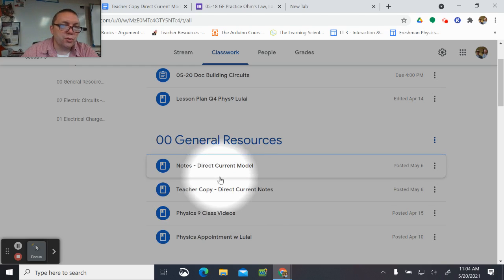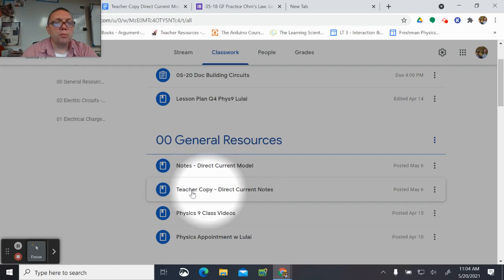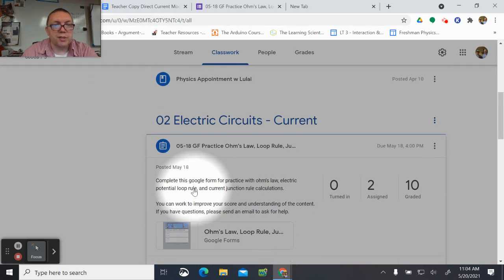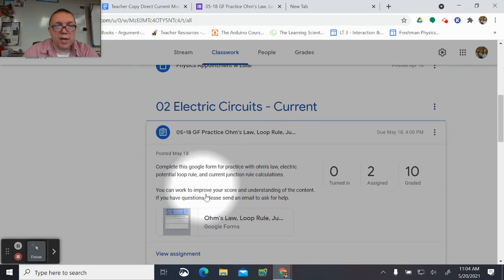So those two have the same spaces. This one, the spaces are filled in. So I'm going to open this one. One of the things that we're going to go back and forth on when we're looking at voltage loop rule, current junction rule, and Ohm's law is this section of notes. And then the other is this assignment from Tuesday, Ohm's law, loop rule, junction rule, the practice assignment for that. There are some diagrams in there and some questions that'll be helpful to go back and forth.